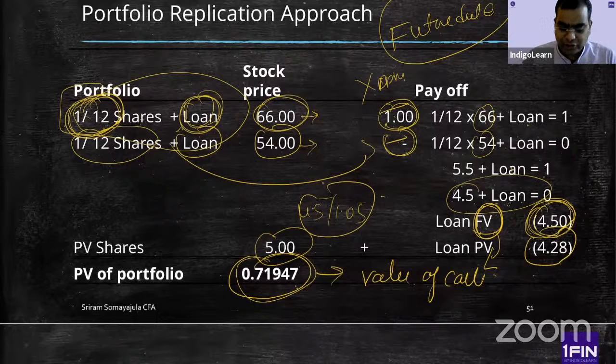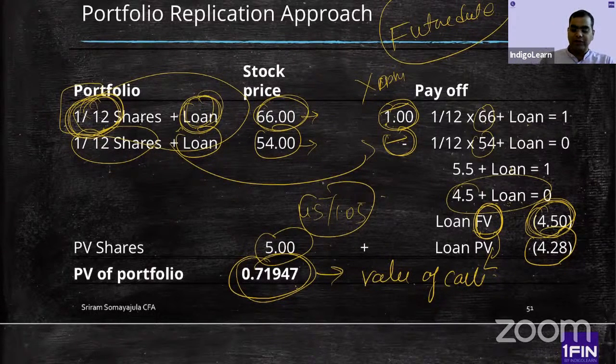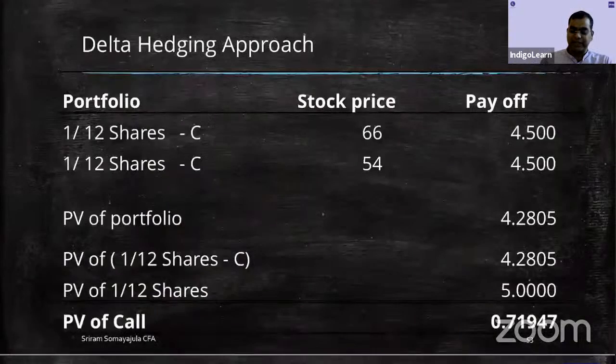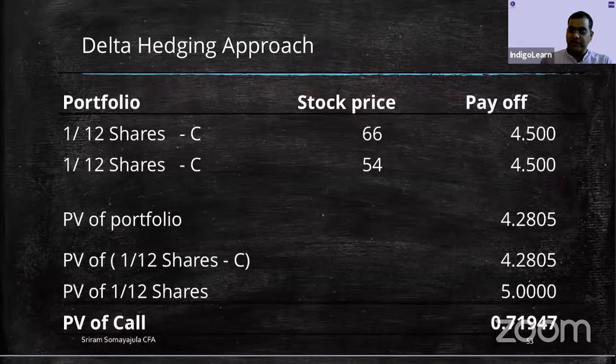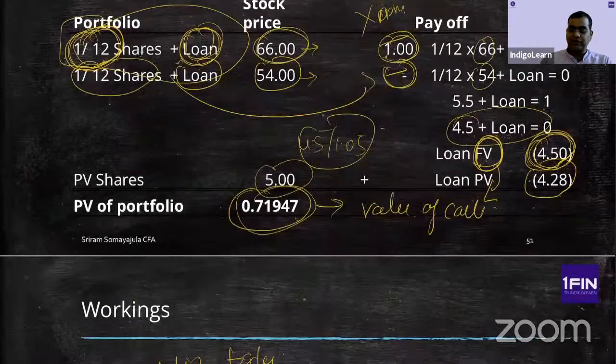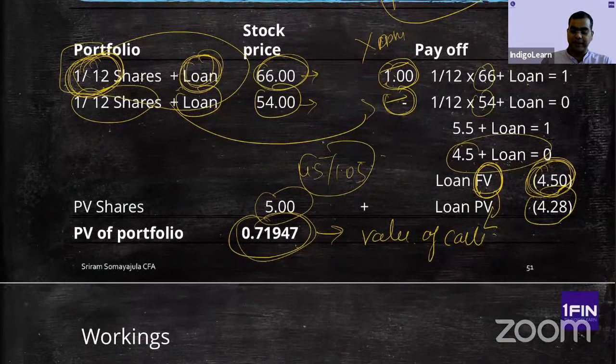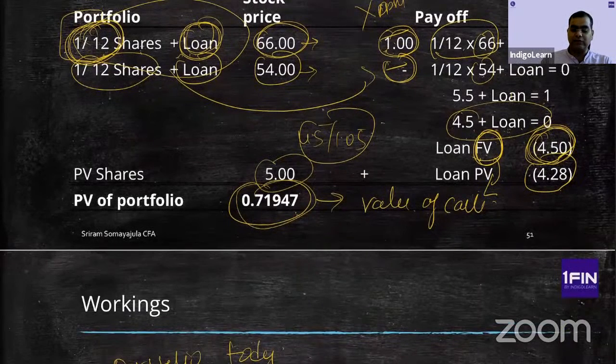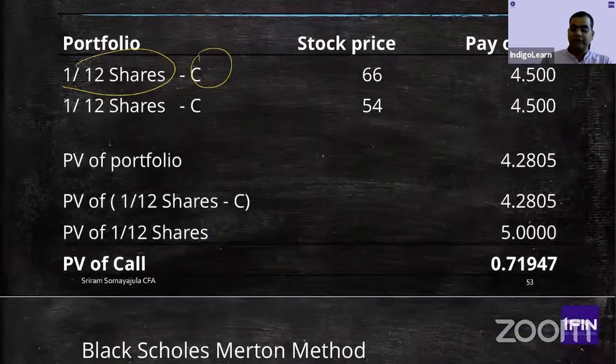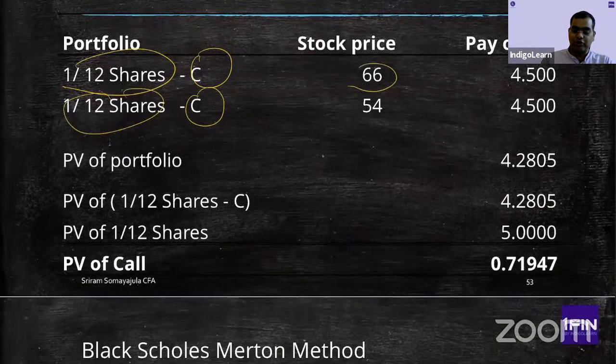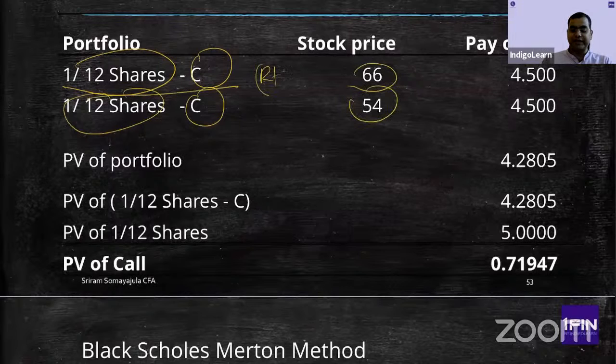Now, if we were to do the same thing through delta hedging, we will make a slight change. What is the slight change? Here we have said 1/12 of shares plus loan will give you some payoff. There we are doing something slightly different, which is 1/12 of a share minus a call option. These two portfolios should give you a risk-free return. The value of this particular portfolio should only be the risk-free return.